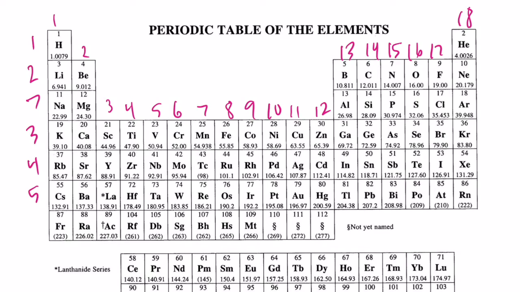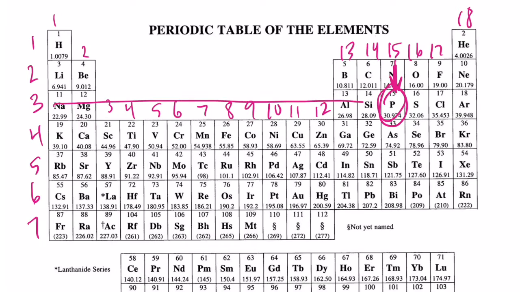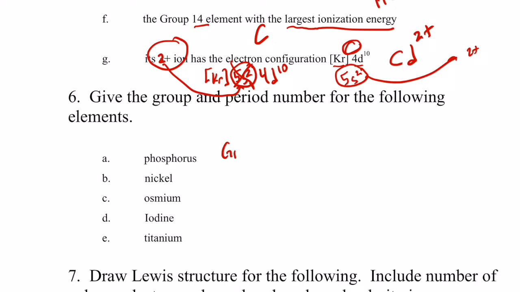Looks like Mr. Hummer's having a hard time counting here. I said 7, and I wrote the number 7 down by mistake. So 1, 2, 3, 4, 5, 6, 7. We're just going to do phosphorus for you. The rest of them should be pretty simple. Don't you agree that phosphorus is in group 15? And it's in period number 3. So phosphorus, group 15, period 3.